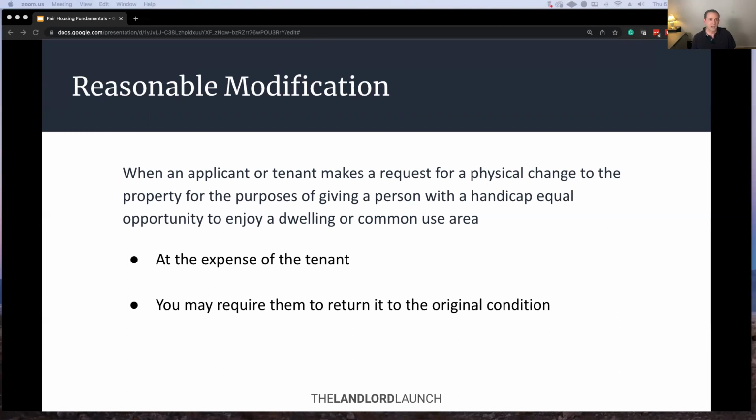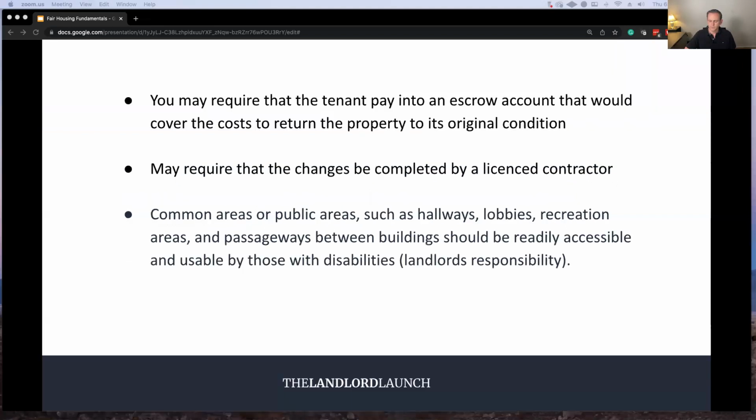And in a lot of cases, it's not even a bad idea on some of those to leave in place, because it can be a selling point depending on what it is. Now, some of the things here is that these are generally at the expense of the tenant, especially in single-family homes. You can ask them to return it to the original condition of the home. You may require that the tenant pay into an escrow account to ensure that there will be money available to return that unit to the original condition of the home. There's nothing wrong with that.